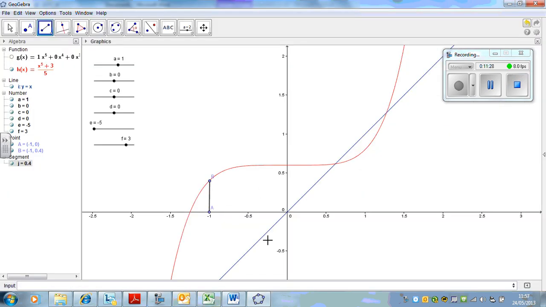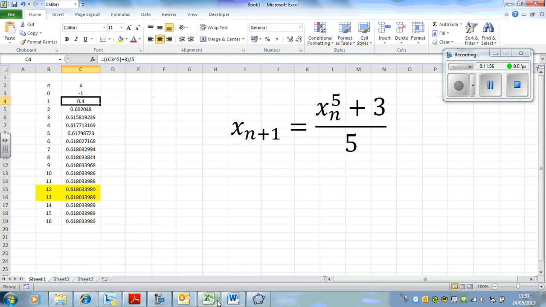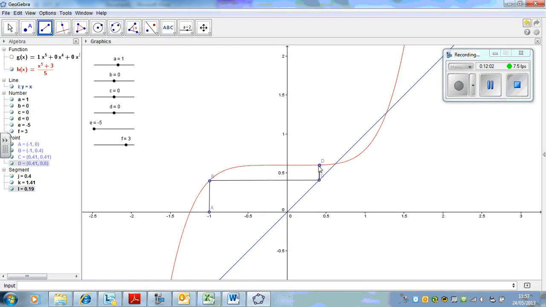Now what we construct here is what we call a staircase diagram, because our next value is going to be 0.4. Because the line is y equals x, we can just move that across to there, and our next value is going to be d, which we had as 0.602048. I haven't got it quite on the curve there. This is the problem with GeoGebra, not with the maths. Now we can keep on going.